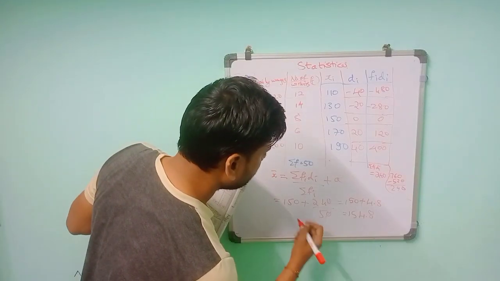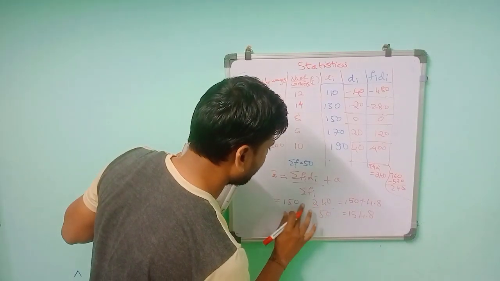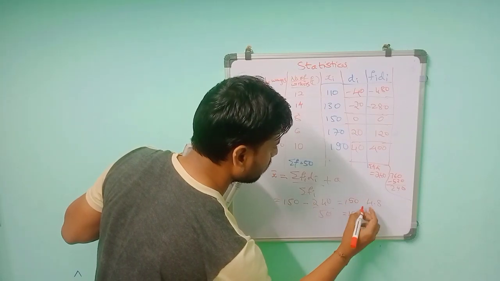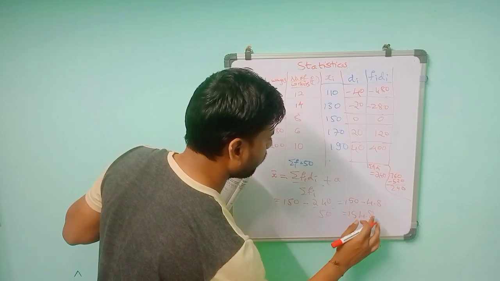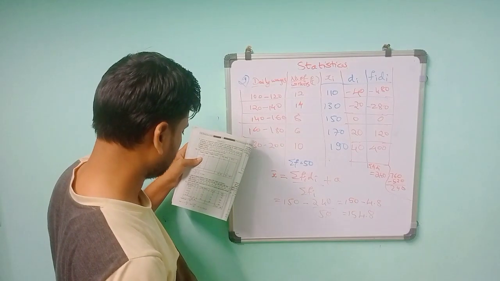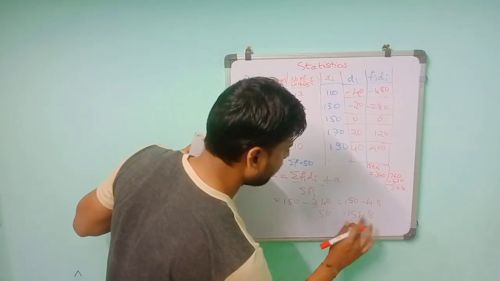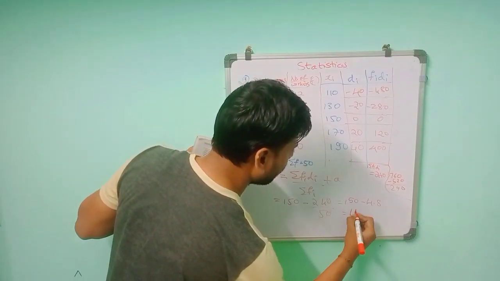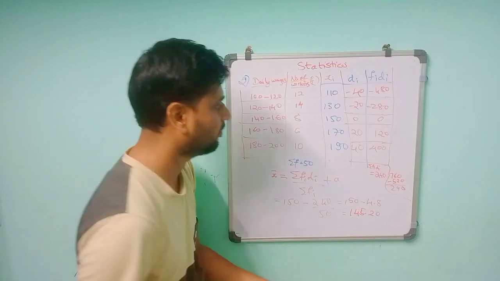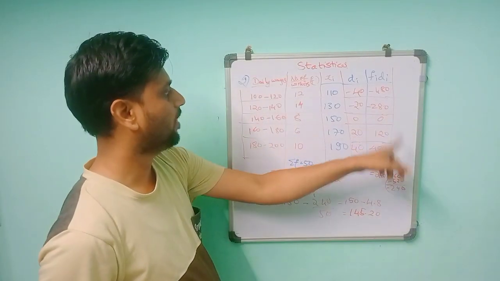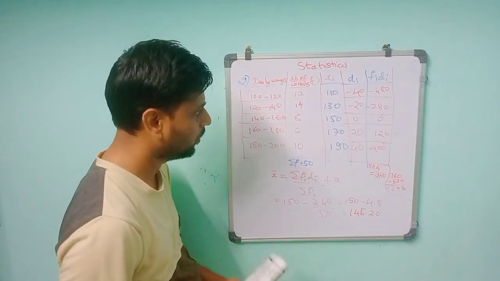Okay, wait a minute. So this is 240. Oh, minus is there. So okay, this is minus. So minus 240 divided by 50, and A is 150. So 150 minus 4.8 is 145.2. So the answer will be 145.2, because here the answer came in minus, because the minus sign is there. So minus 240 divided by 50 and plus A is 150. So you will get 145.2.